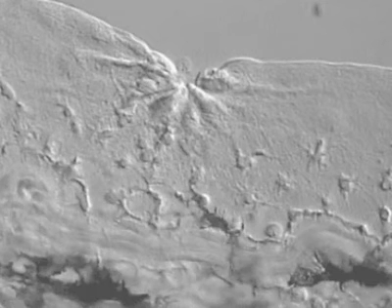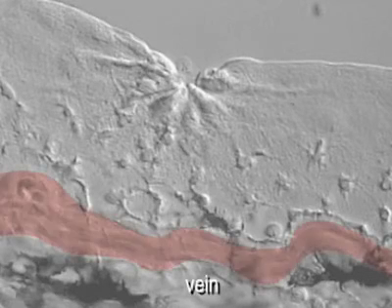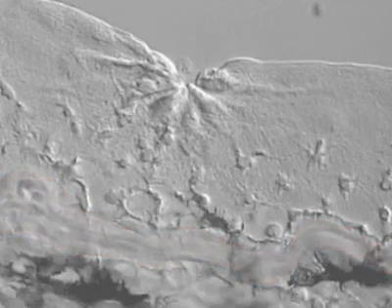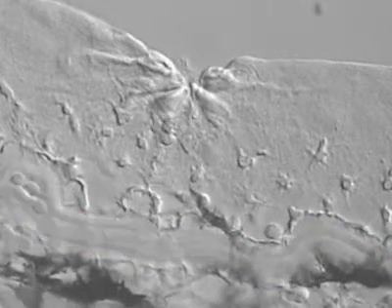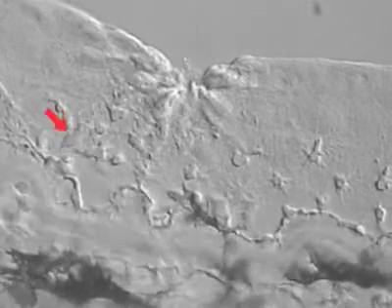To visualize lymphocyte homing to a site of injury, a zebrafish larva was anesthetized and its fin pierced with a needle to introduce a small wound. A vein is seen at the bottom of the frame. Because the fin is very thin and transparent, we can watch directly as lymphocytes crawl out of the blood vessel and migrate towards the wound.